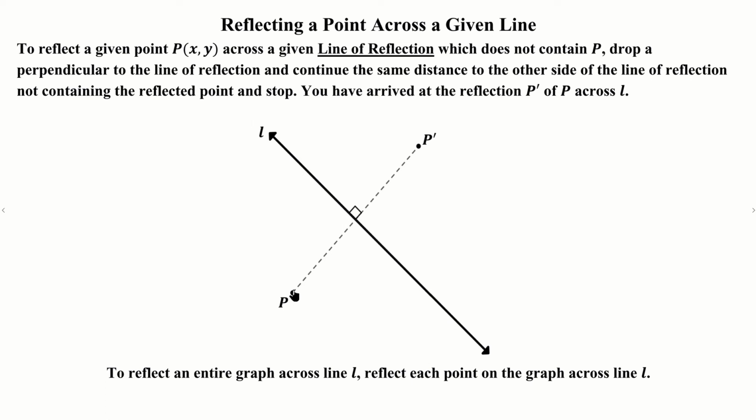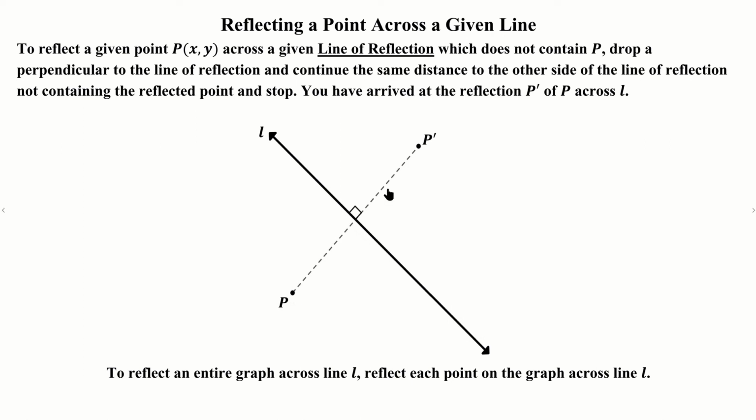So what we do is we drop a perpendicular to L, and then we continue moving to the other side of L, the side not containing P, by the same amount that we had to go from the point P to reach the point of perpendicularity on L. So we continue the same amount and then we stop and put a dot. There is the mirror image. So this is the reflection of the point P across the line L. This is generally how you reflect across a line.